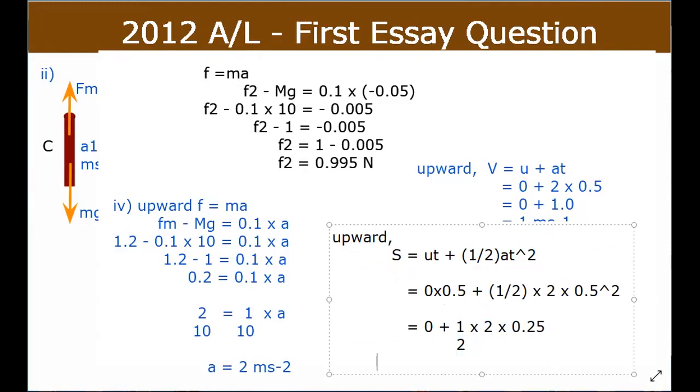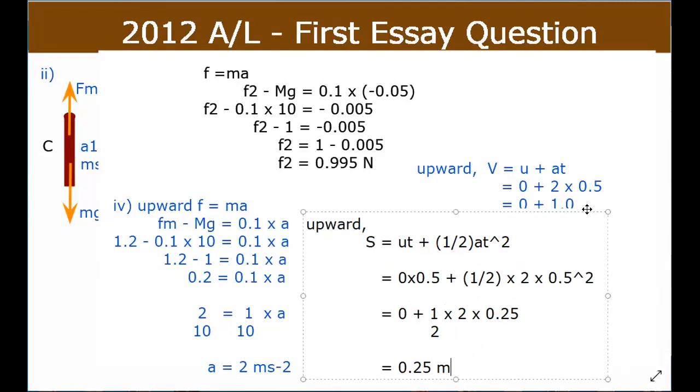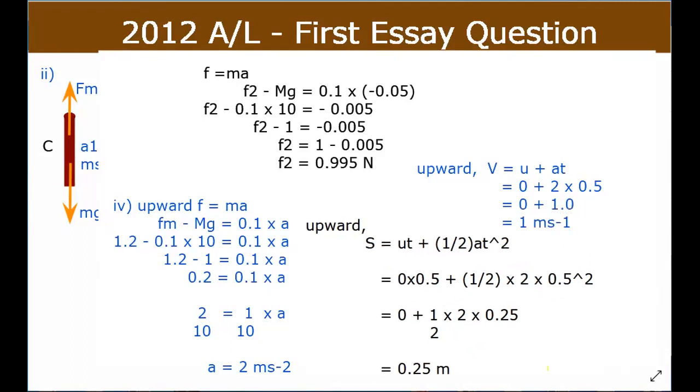So the displacement will be, Lamai? What will be the displacement there? 0.25. Very good. That is 0.25 meter. Do not forget the unit. In meters, it is 0.25. If it is in centimeters, it will be 25.